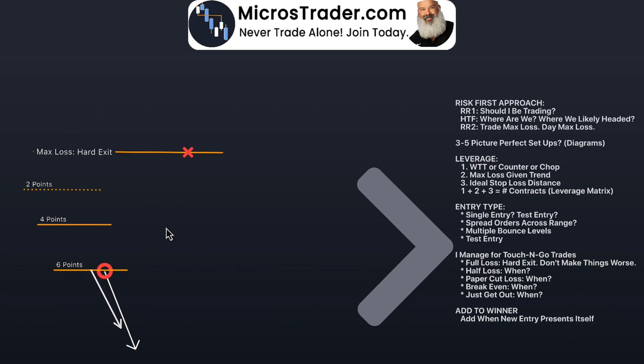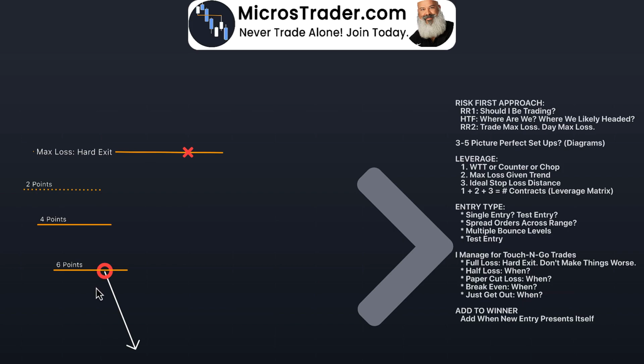I don't want it to go through my level. So we're going to talk about full loss, hard stop, don't make things worse. If price just rips through, you need to have your stop up here and you just get out and go, oh well, I miscalculated something. Some news event may be happening, anything like that. Who knows? The next thing is, could I possibly get out at a half loss?